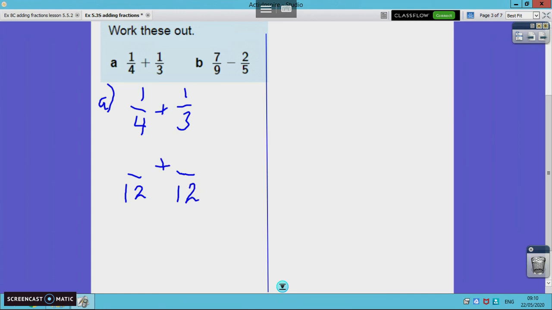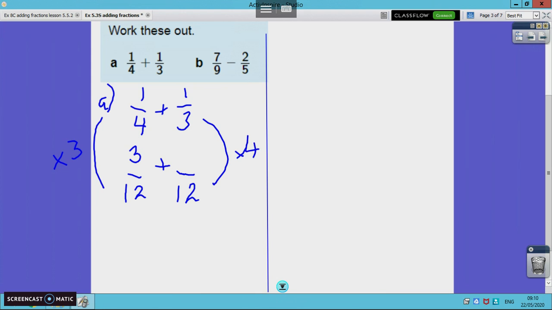Now they have the same denominator, we're going to be able to add them really easily. But I'm sure you've heard this before. Whatever you do to the bottom, you have to do to the top. So what did we multiply 4 by to get to 12? We times it by 3. So we have to do the same to the top. What's 1 times 3? 3. What did I multiply 3 by to get to 12? I multiplied that by 4.